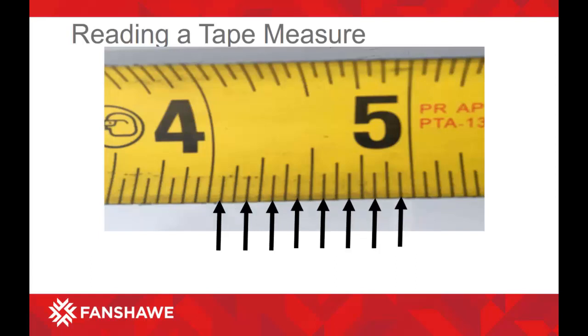And then these lines are the finest increments of the measurement, and they're going to be known as 16ths. So when we start looking at the arrows listed here under 16ths, the first one is going to be 4 1/16. The second arrow will be 4 3/16. The third arrow is going to be 4 5/16. The fourth arrow will be 4 7/16. The next arrow to that, 4 9/16. 4 11/16. 4 13/16. And finally, 4 15/16.